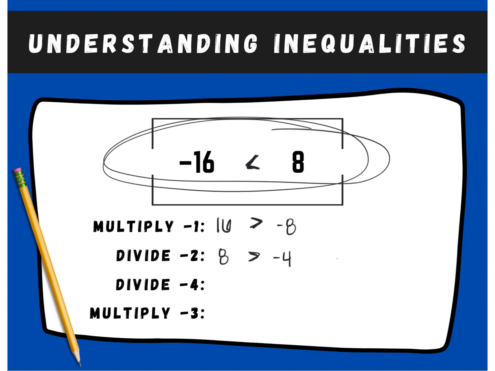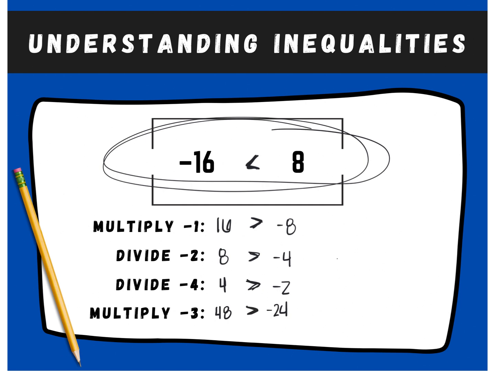What if I divide both numbers by negative 4? Negative 16 divided by negative 4 is 4. 8 divided by negative 4 is negative 2. And I see that my sign still needs to be flipped. Okay, one more take. What if I multiply by negative 3? Negative 16 times negative 3, that's a tough one. That gives you positive 48. 8 times negative 3 is negative 24.